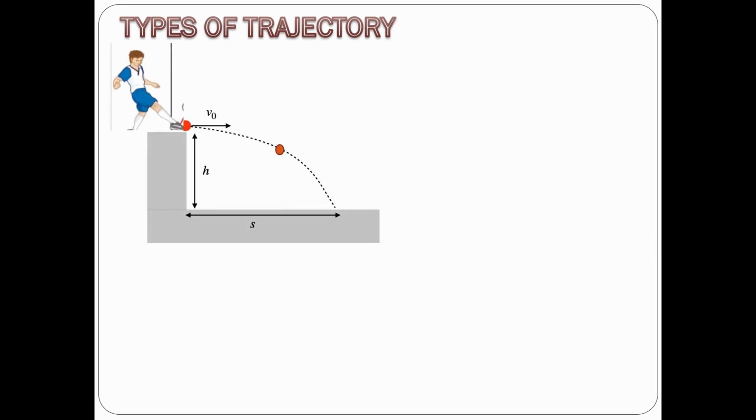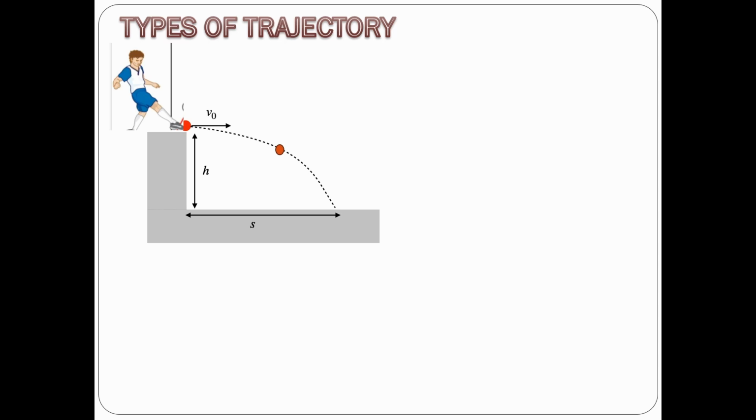There are three types of trajectory shapes that you need to be familiar with. The first type of shape is like this, wherein the ball is being kicked horizontally and initially it is moving in the x direction, and then the projectile is pulled down. The path that the ball travels is known as trajectory.